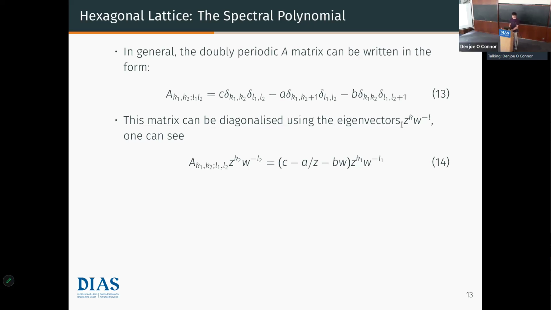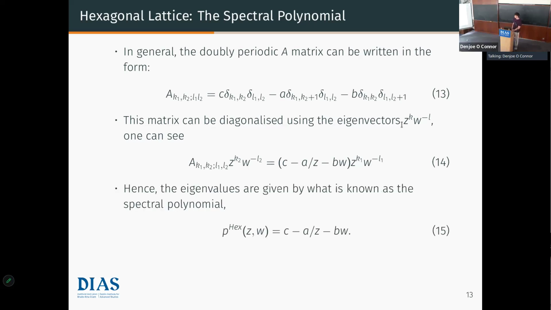So c minus a over z minus bw. This is what's known as the spectral polynomial then of this hexagonal lattice. So this is going to be quite important because we'll use this then to basically compute thermodynamic quantities in just a minute. Okay.